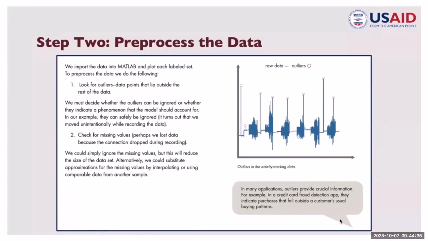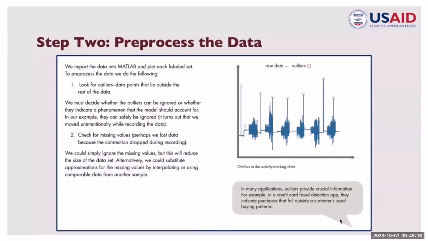Now, to pre-process the data, we do the following. Look for outliers, or data points that lie outside the rest of the data. We must decide whether the outliers can be ignored or whether they indicate a phenomenon that the model should account for. In our example, they can safely be ignored, as it turns out that we moved unintentionally while recording the data. Again, it's very important to remove these outliers as they will significantly affect the accuracy performance of the model.